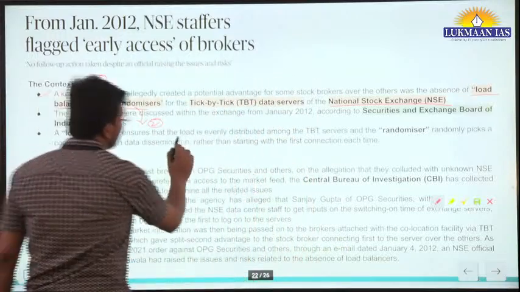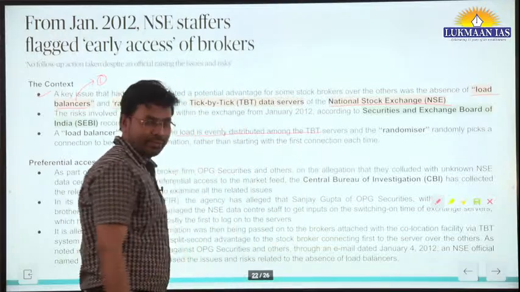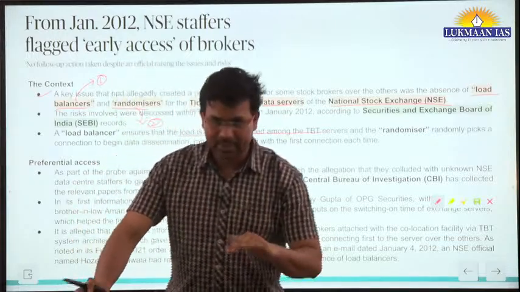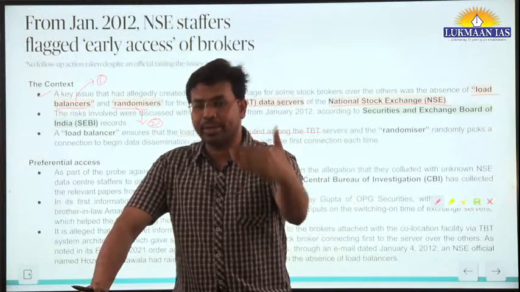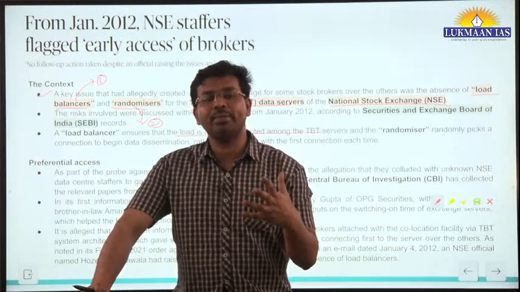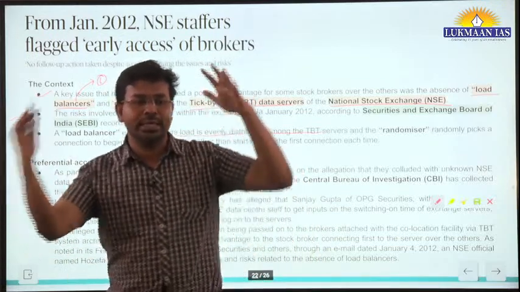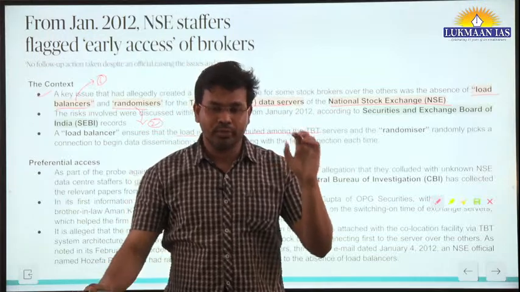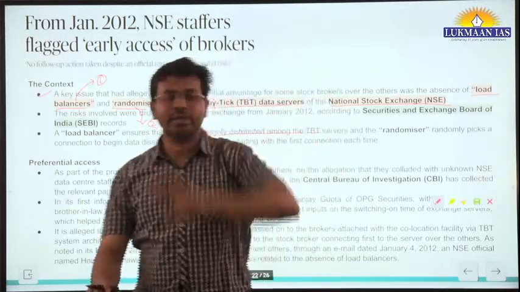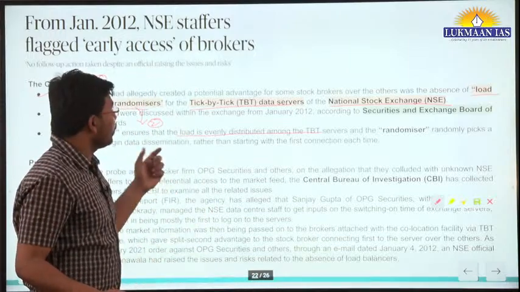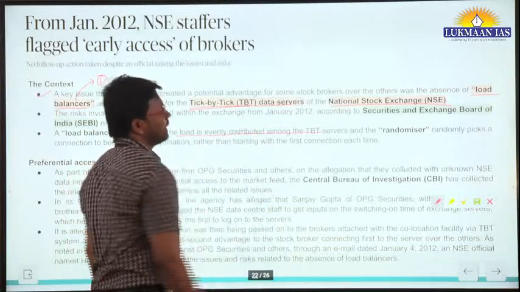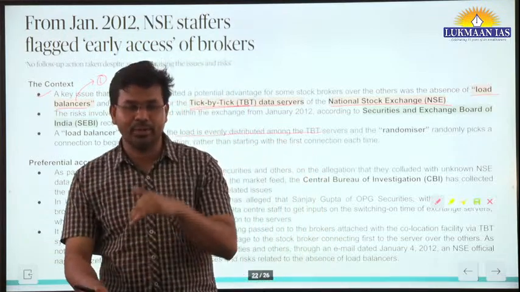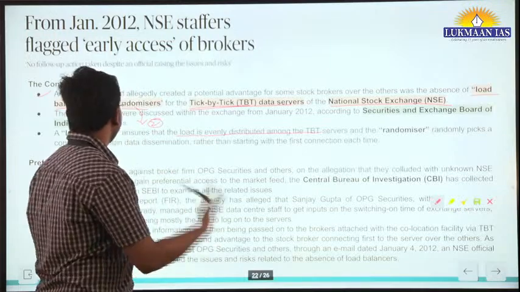A load balancer ensures that load is evenly distributed among the TBT servers. What is TBT? TBT means tick by tick data servers. There are different types of servers. Servers serve requests, computer generated requests. As of now, people have their in-house servers. Then we have cloud servers, for example Amazon Web Services, Google Cloud, DigitalOcean. So we have different types of servers. One of the server types is known as the tick by tick data server, which actually uses time series for producing data, for giving information.